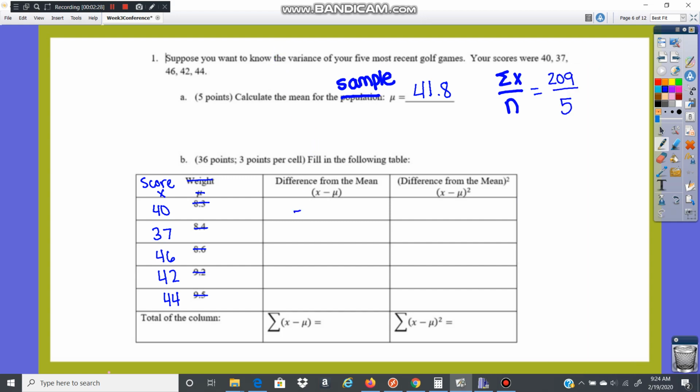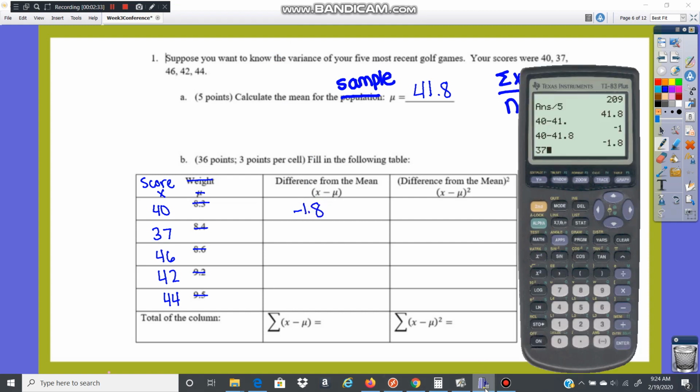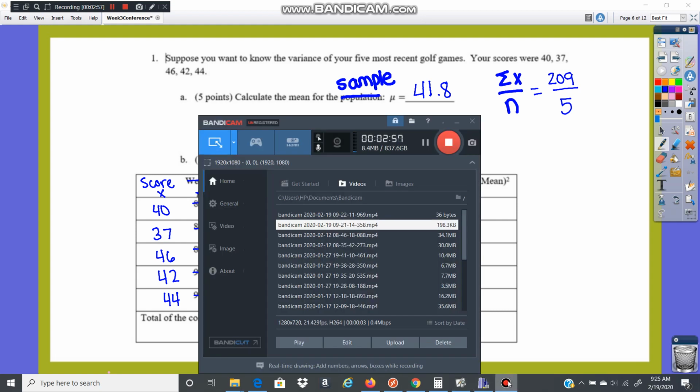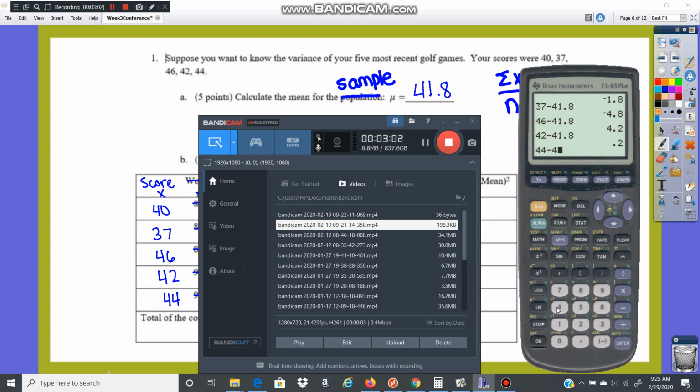Then I'm going to have 37 minus 41.8. Then 46 minus 41.8. Then 42 minus 41.8. So let's see, negative 4.8, 4.2. That last one was 0.2. And then 44 minus 41.8, so 2.2.